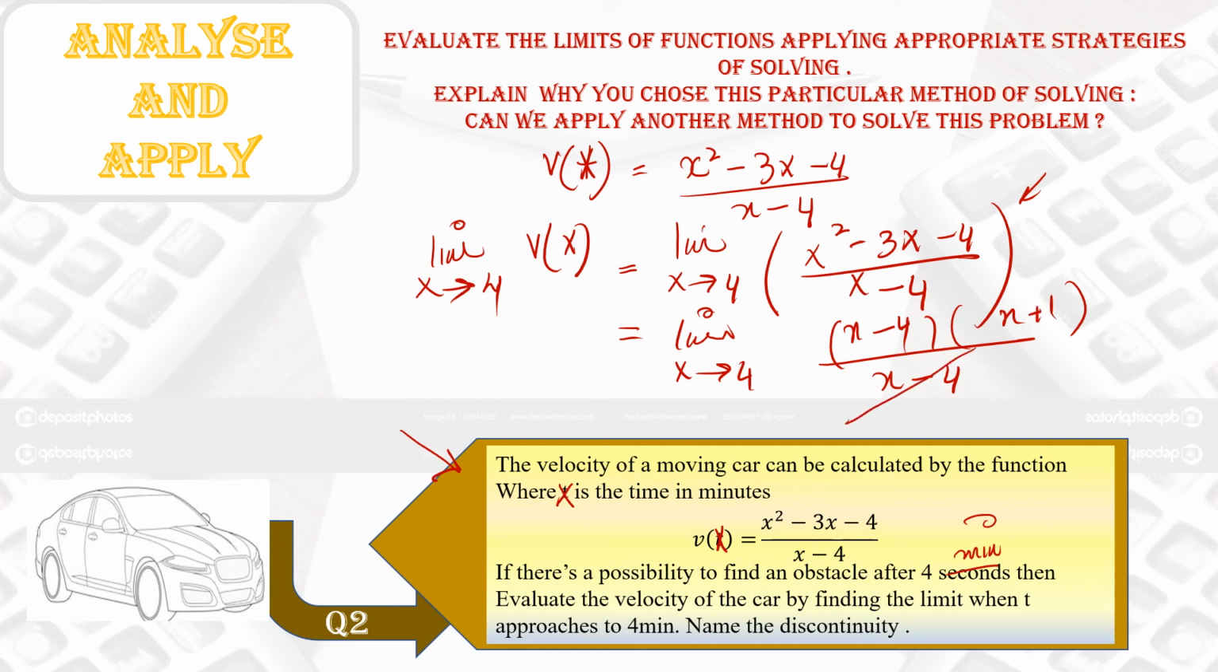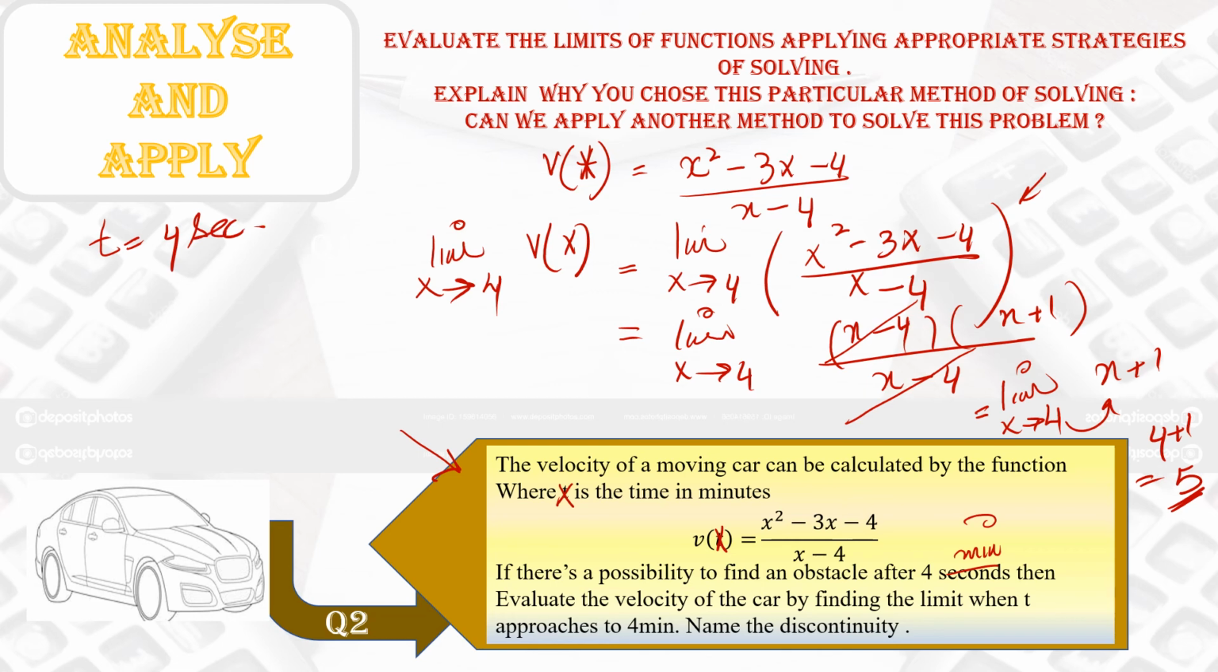We are doing this to cancel x minus 4 from the numerator, because by putting 4 in the denominator, we will get the indeterminate form. So here limit x approaches 4, x plus 1, and just replace the x by 4. So 4 plus 1 equals 5. So the velocity is 5 meters per minute.